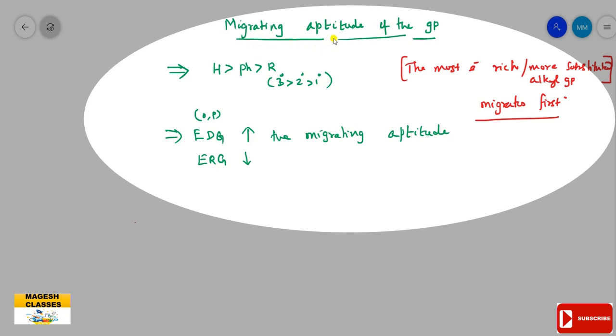Next topic is migrating aptitude of the group. Here the hydrogen has greater migrating aptitude than phenyl, than R. In case of alkyl group, tertiary is greater than secondary, than primary. The most electron rich or the more substituted alkyl group migrates first. In case of phenyl ring, electron donating groups enhance the migrating aptitude and electron withdrawing groups decrease the migrating aptitude. Then we see the problems in the cyclic system by using this migratory aptitude nature.